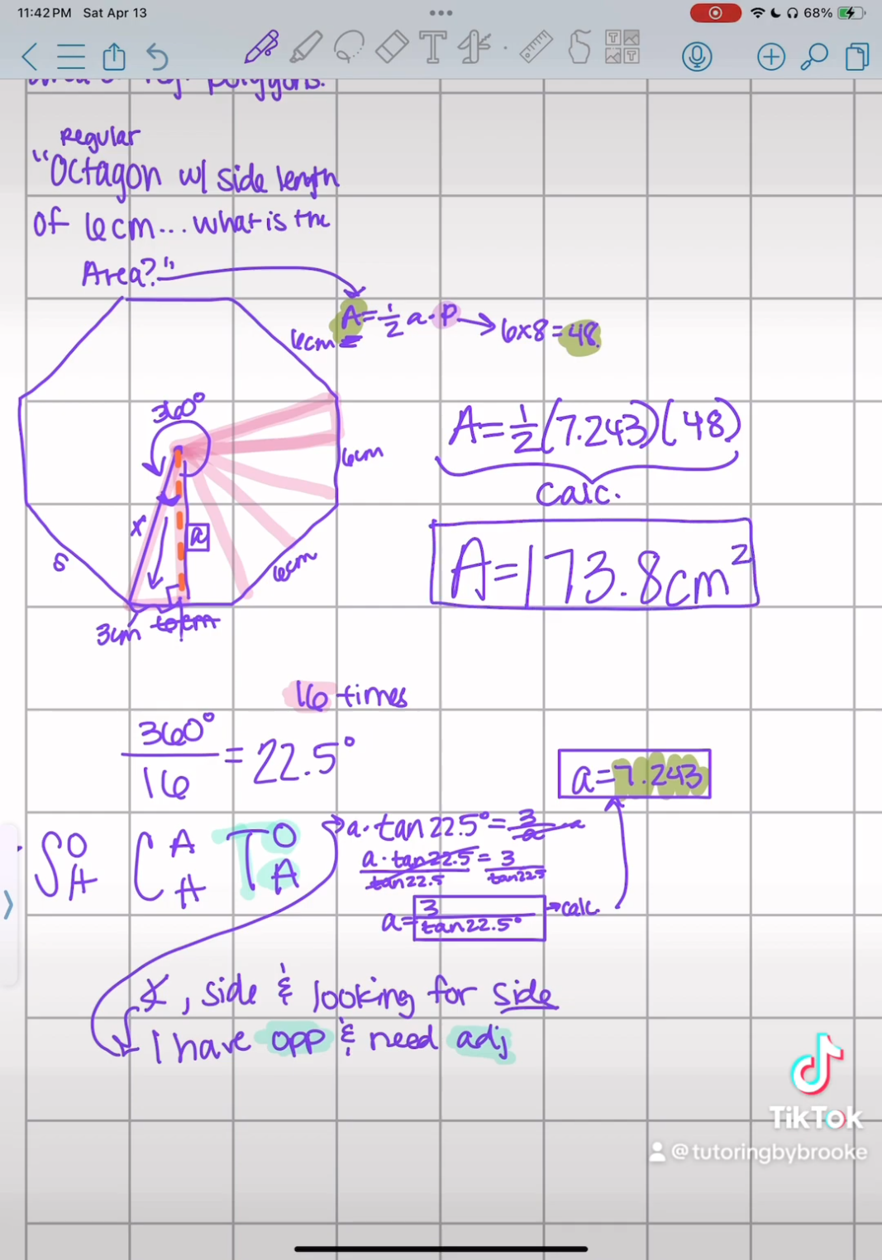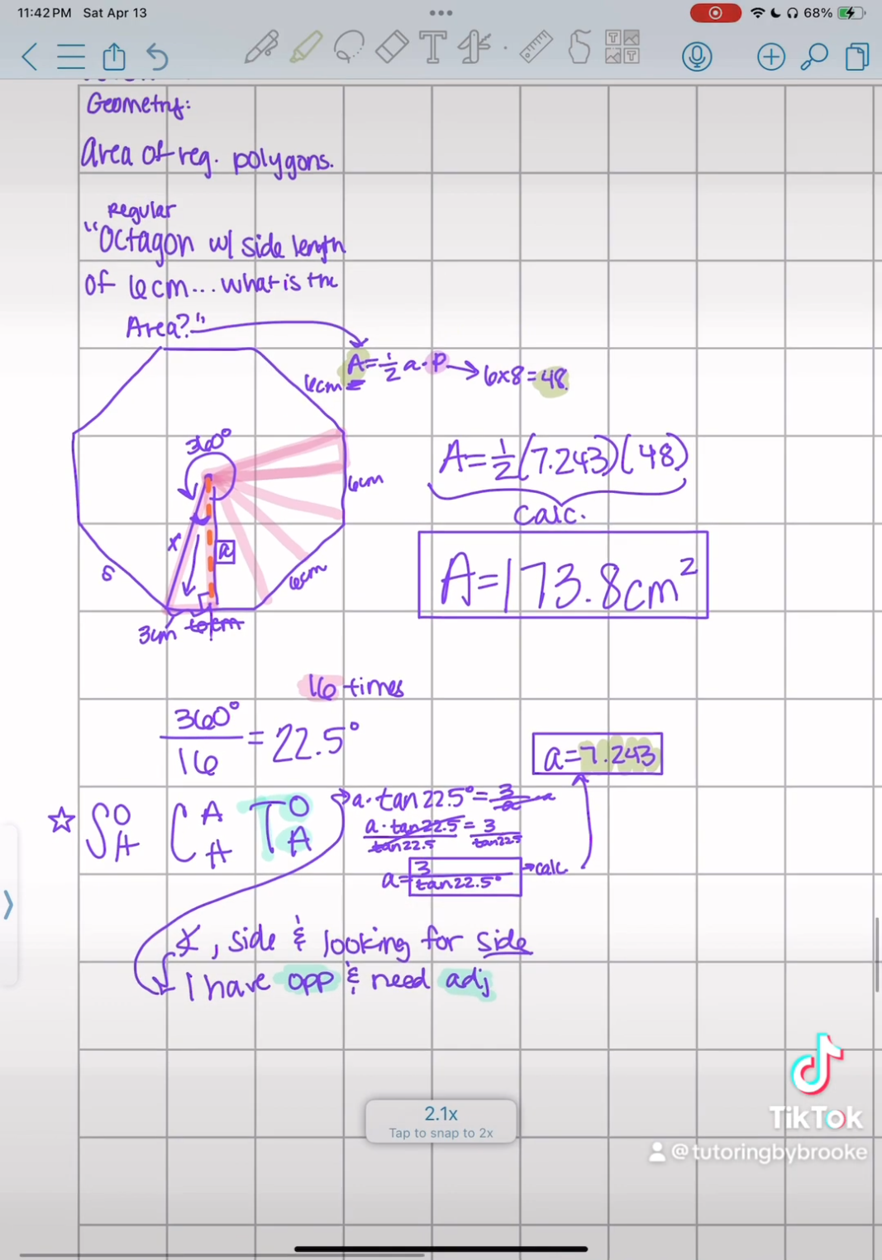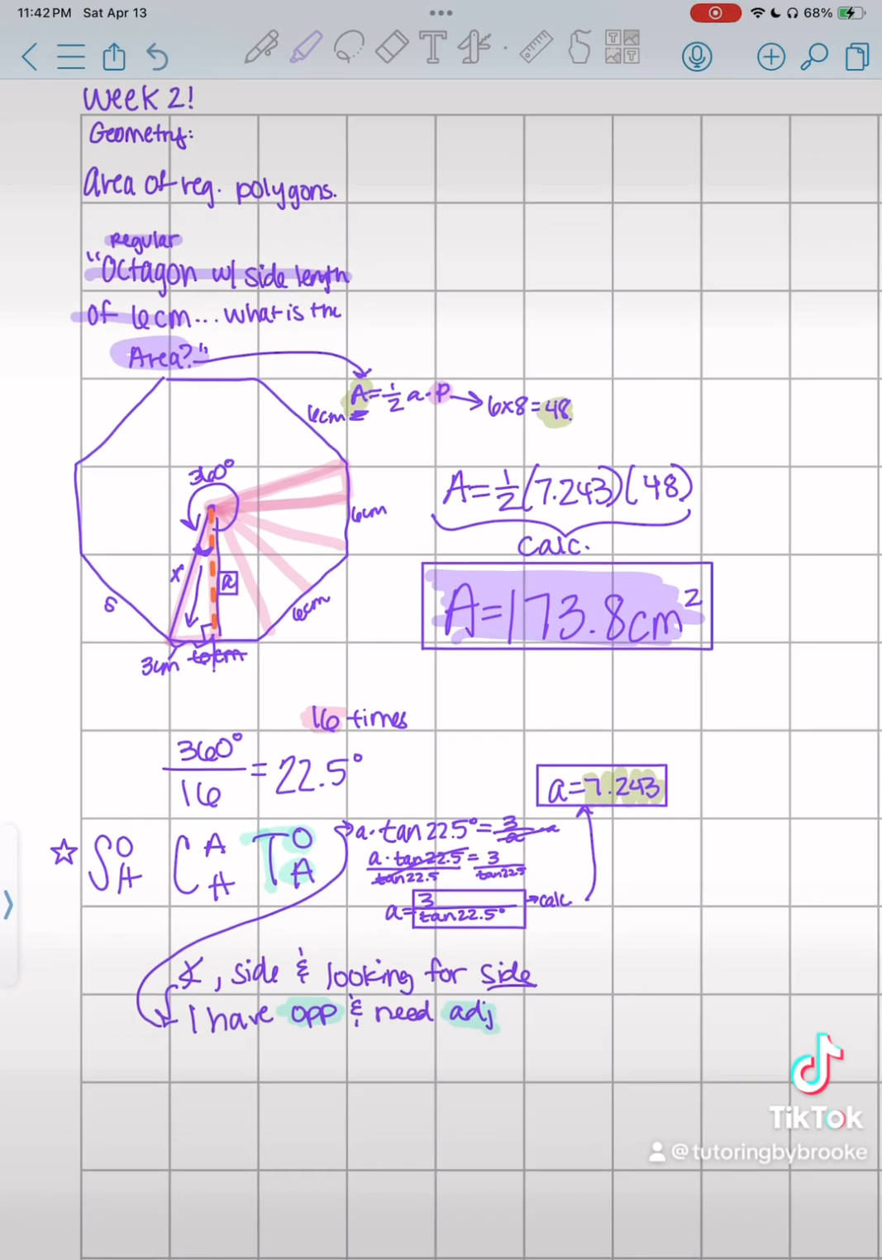Going to go ahead and box up our answer. So if we were looking for the area of a regular octagon that had a side length of 6 centimeters, that area is 173.8 centimeters squared. As always, here it is, a screenshot for your notes.